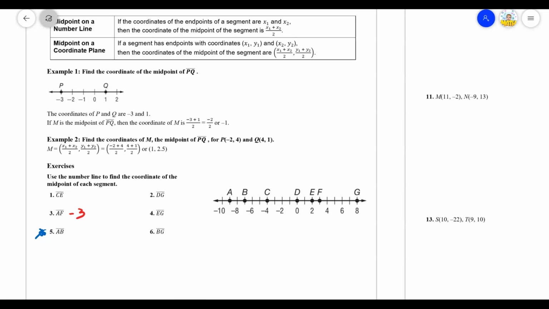Okay, so hopefully for A to B, you looked here. A lives at -9. B lives at -7. So we take -9 plus -7, and we will divide that by 2. Careful with your negative numbers. It's -9 plus -7. It's -16. Divided by 2 is -8. And you can see -8 does indeed live right in between those 2 points. Okay. Try the next one on your own. Put your answer in your Edpuzzle.